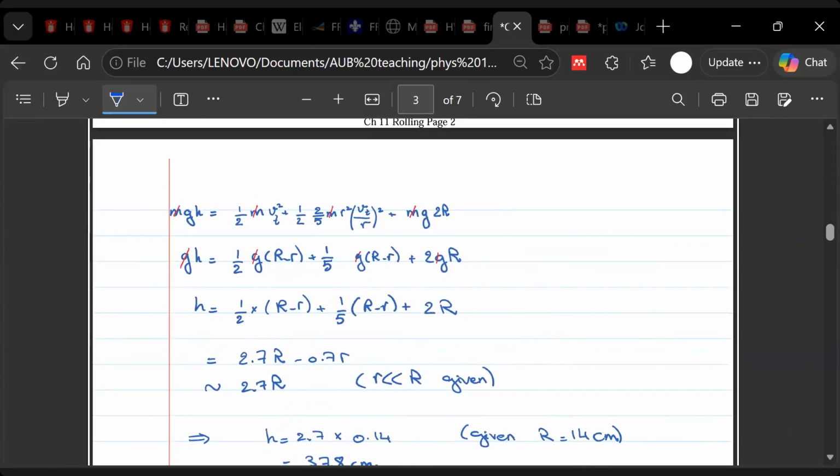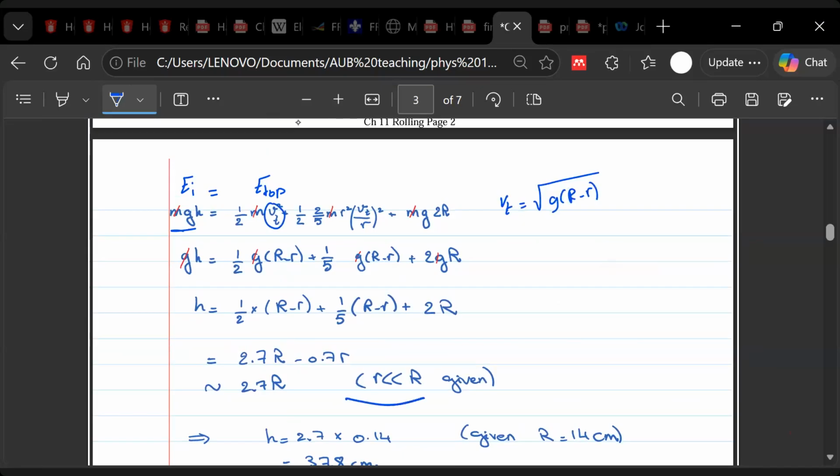So I did some simplifications here. Remember, E initial had only a gravitational potential energy part, and E at the top point has translational kinetic energy, rotational kinetic energy, and gravitational potential energy, right? I canceled m everywhere, and then I canceled g everywhere. Yeah, so I substituted Vt, which was in terms of g, right? I used Vt, which is the square root of g times (R minus r). So I substituted that here and I solved.